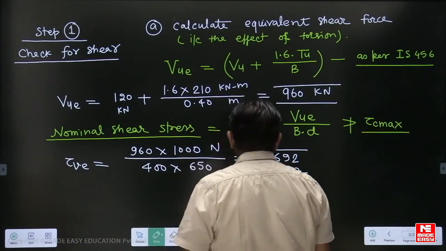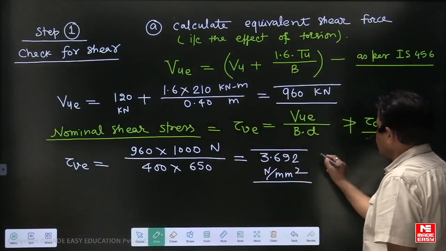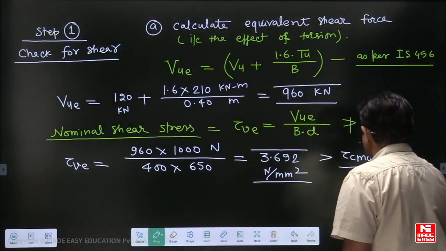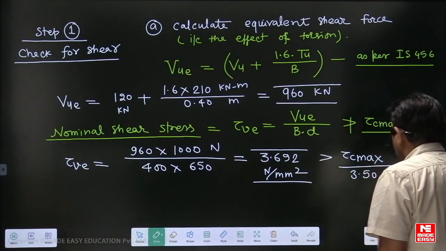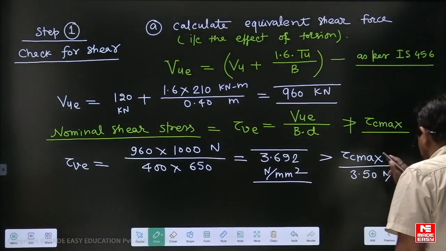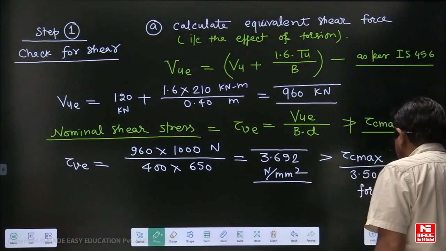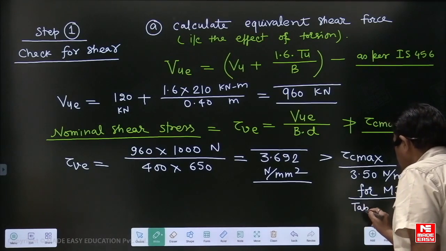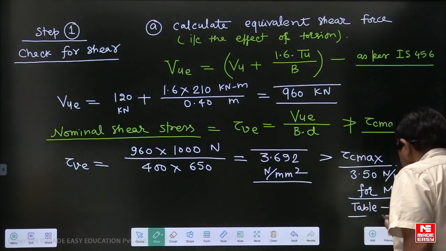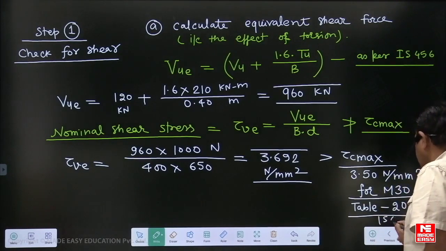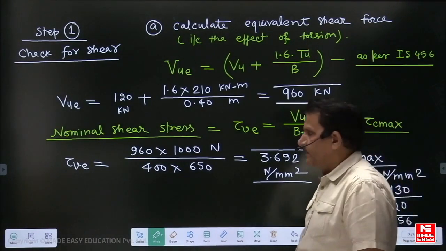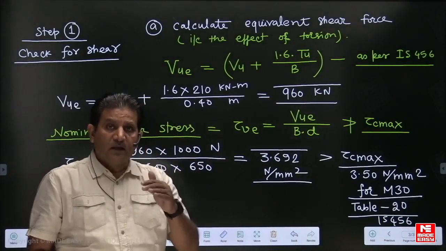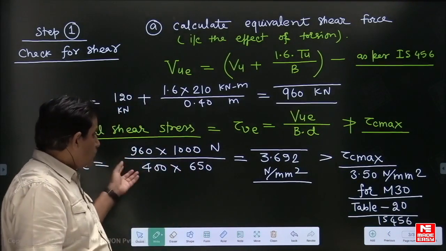See, this value is not safe. This value is greater than tau c max. That value as per Indian Standard Code is 3.5 Newton per mm square as per IS 456 for M30 concrete. This you can see from the code as per table number 20. You can look at table number 20 of IS 456. There you will find the value of tau c max 3.5, and the code says that if a beam shows a very high value of shear stress, then you should not design the beam.